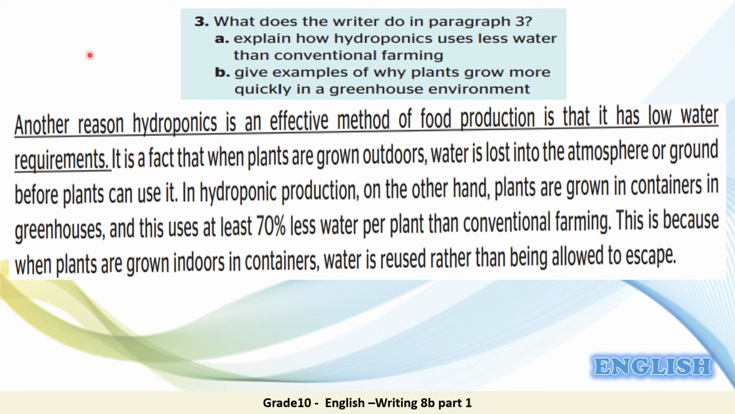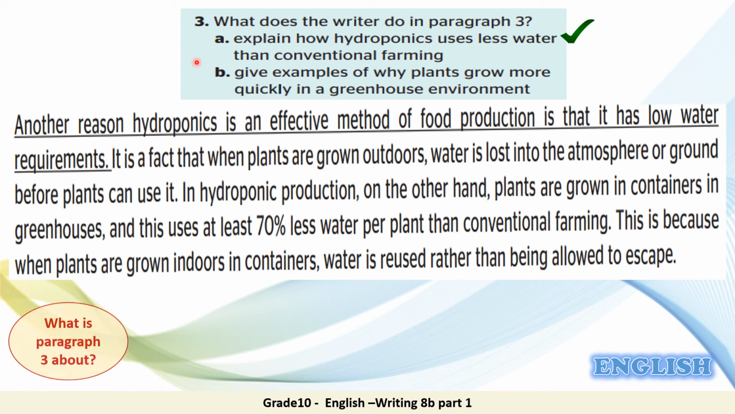Let's look at question 3. What does the writer do in paragraph 3? So I want you to pause the video, read the paragraph, and try to figure out. Does he explain how hydroponics uses less water than conventional farming? Or he gives examples on why plants grow more quickly in a greenhouse environment? Pause, read, and make a choice. Let's check your answers. The answer is A. He is explaining how hydroponics uses less water than conventional farming. Well done, everyone.